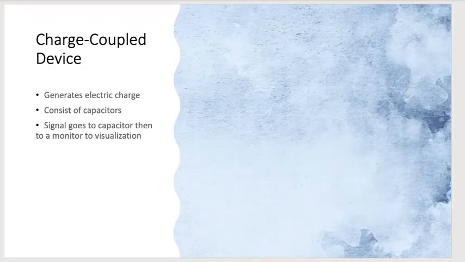A charge-coupled device generates an electric charge when stimulated by light. It then stores the charge in a capacitor. The pixel then dislodges the electrons when stimulated by light. Then the row gates are charged in a sequence. The signal goes to the capacitor, then to the monitor to be visualized.